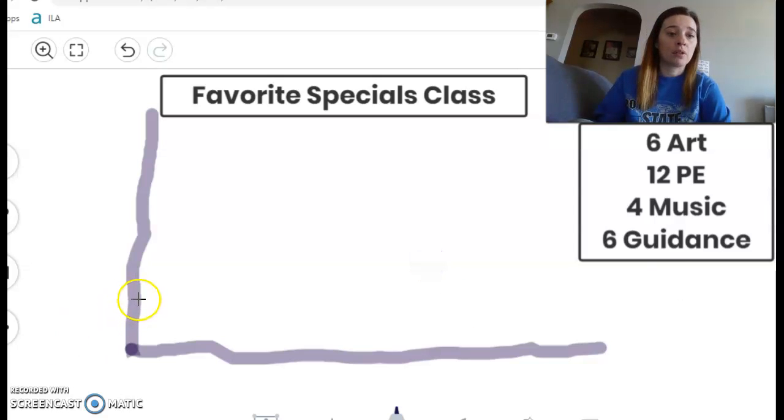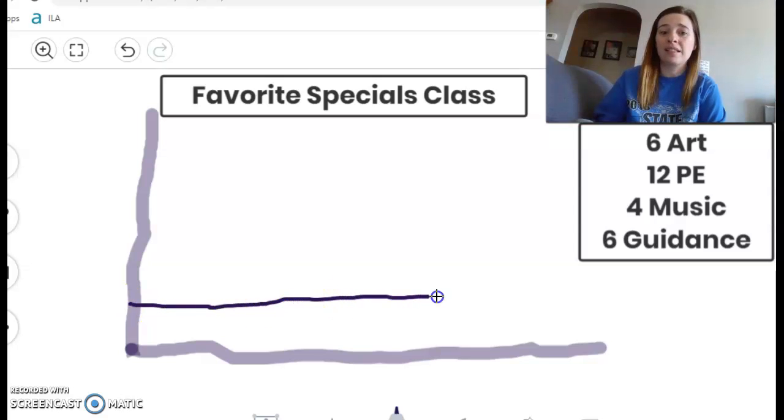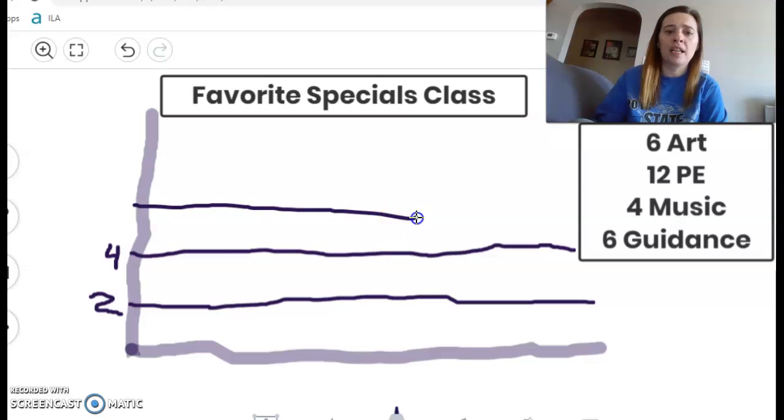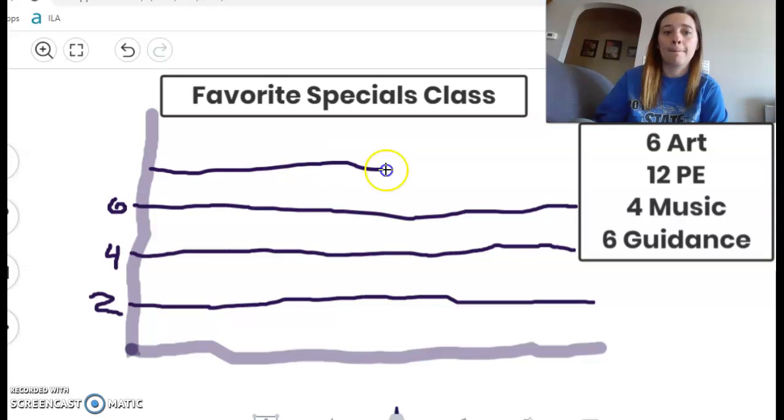So I'm going to start right here. And we're going to go straight across, as straight as I can get it. And this is going to be my 2. Then we're going to go up here. And this is going to be my 4. And then we're going to go up here. See, I'm trying to get them spread apart about the same. That's going to be my 6. I might have to get bigger up here.